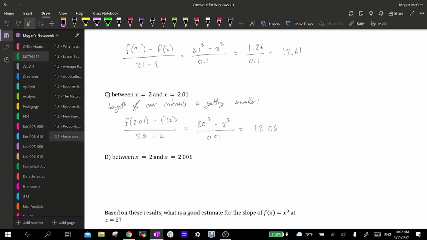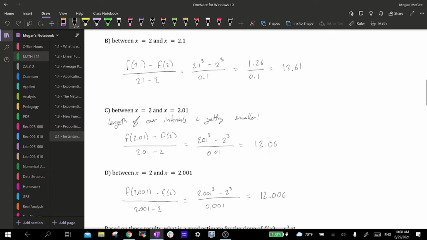And let's go once more. We have f of 2.001 minus f of 2 over 2.001 minus 2. So we have 2.001 cubed minus 2 cubed over 0.001, which gives us 12.006.